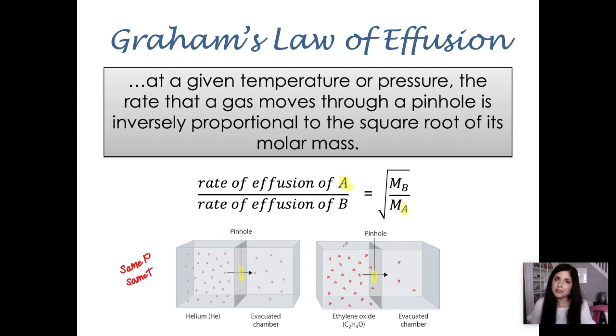Because ethylene oxide is much heavier, it has a higher molar mass, this effuses much more slowly, and that's because it can't move as fast. It's too heavy to move very, very fast. You can even think about it in terms of rocks on a stream.